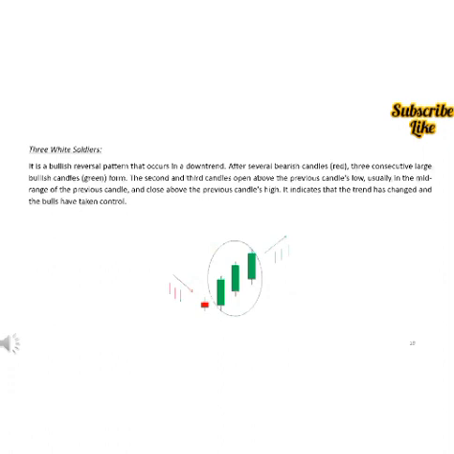Three white soldiers. It is a bullish reversal pattern that occurs in a downtrend. After several bearish candles, red, three consecutive large bullish candles, green, form. The second and third candles open above the previous candle's low, usually in the mid-range of the previous candle, and close above the previous candle's high. It indicates that the trend has changed, and the bulls have taken control.